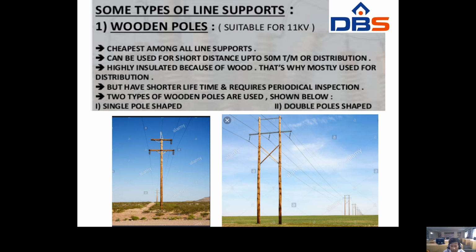Two types of wooden poles are used: single pole shaped and double pole shaped. Look at the picture. This is the single pole shaped and this is the double pole shaped.